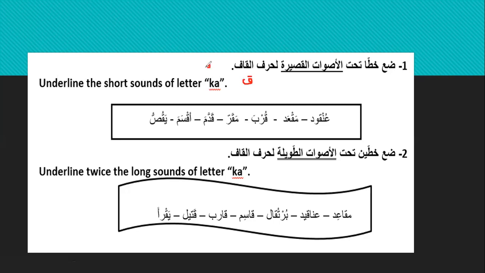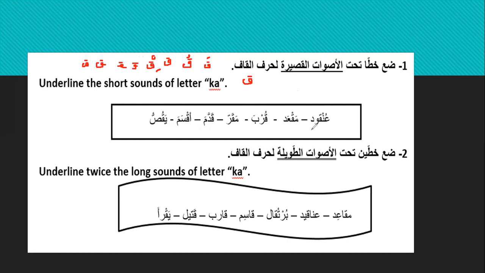We have Qa with fatha, Qu with dhamma, Qi with kasra, and Qih with sukun. Okay, so Qa, Qu, Qi, Qih. Whenever the form is any form you find like this, or like this, or like this, or like this, you're gonna choose the short sounds. Let's see the first question.